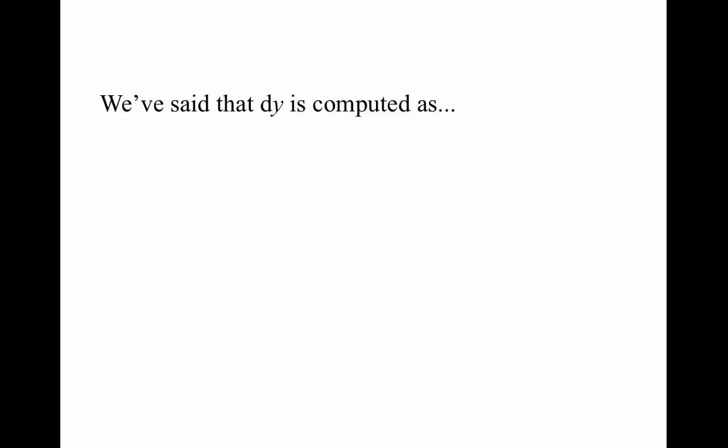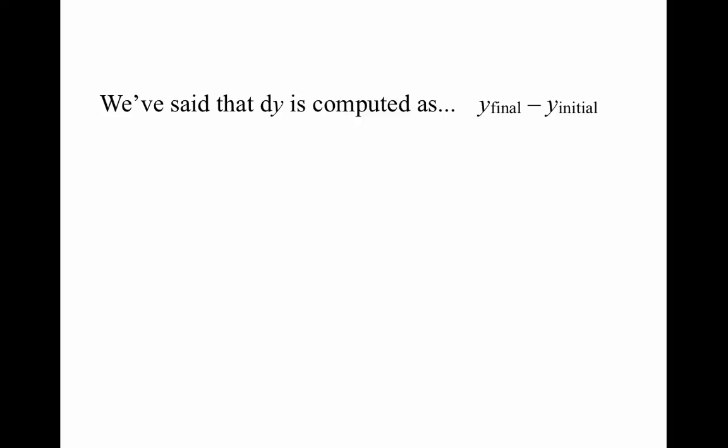So we've said that dy is computed generically as... how have we said that we compute a value of dy? How do we compute it? You should be thinking y final minus y initial. Final value of y minus the initial value of y computes how much it changed from its starting value to its ending value.